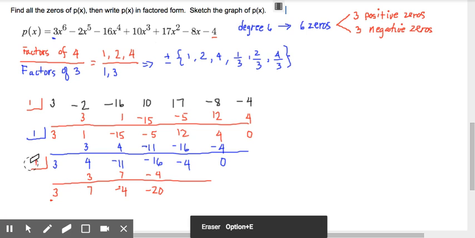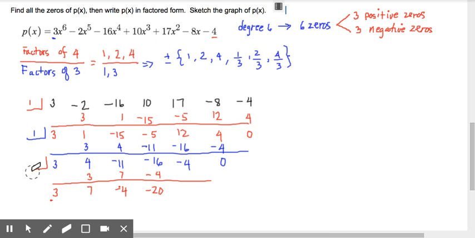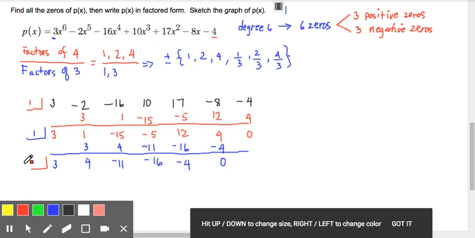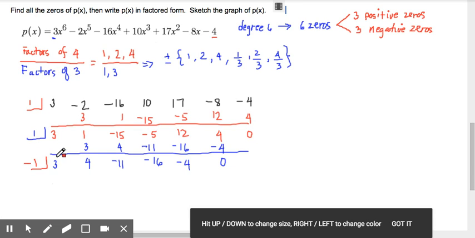So that means positive 1 is not a 0 3 times, but it is a 0 2 times. So it's a double 0. So we're done testing 1. We now go to negative 1. After testing if 1 is a 0, if it doesn't work anymore, then try negative 1.